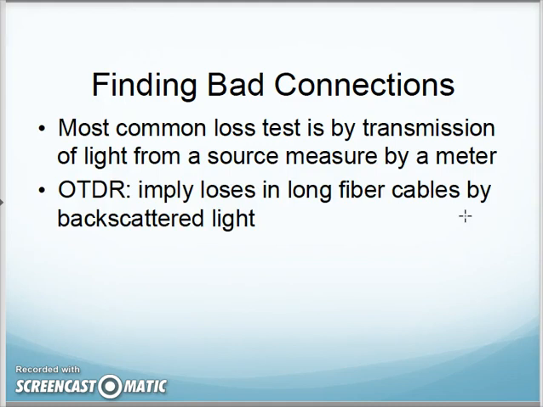Another test that I can use to try to narrow down where I'm having loss is my OTDR, my optical time domain reflectometer. If you remember when we were doing copper cable testing, my TDR is the meter that measured the distance of my cable, and that would also help me determine if I had a problem in my cable.